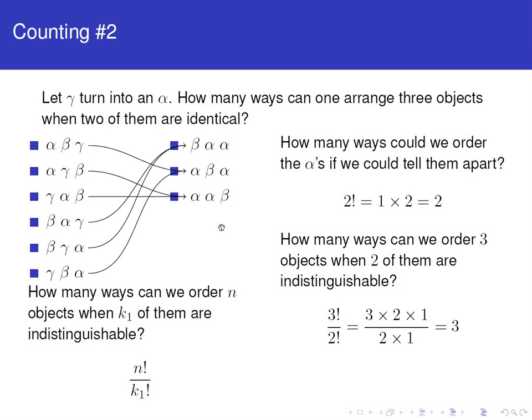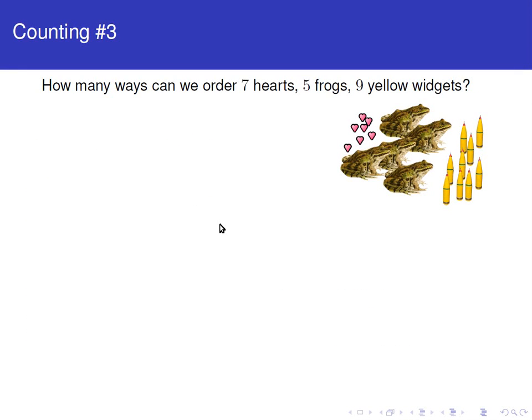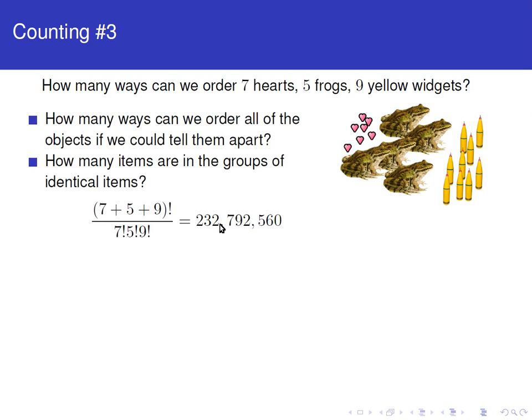Okay, so now we can generalize this idea. If I have n objects and k sub 1 of them are indistinguishable, it is n factorial over k sub 1 factorial. Now, why k sub 1? Because I want to generalize to the next stage, where I have a whole bunch of objects here. I have 7 hearts, 5 frogs, and 9 yellow widgets. And I want to know how many different ways can I arrange them. So I'm going to align them up in a line. And of course, we're assuming that the frogs don't jump away.